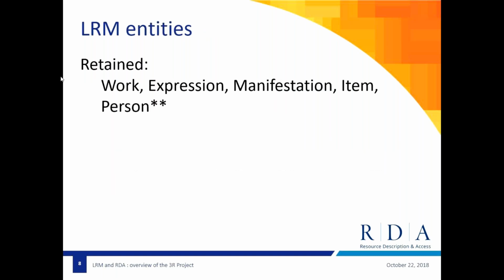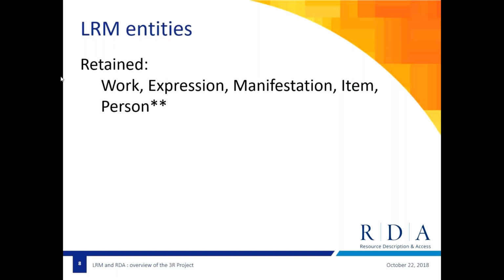So the LRM consolidates the previous models. So the entities from those models which are still in the LRM are the familiar FRBR four primary entities: work, expression, manifestation, and item. And the entity person from FRBR is also retained. Corporate body is not retained in the LRM. You won't find it there.